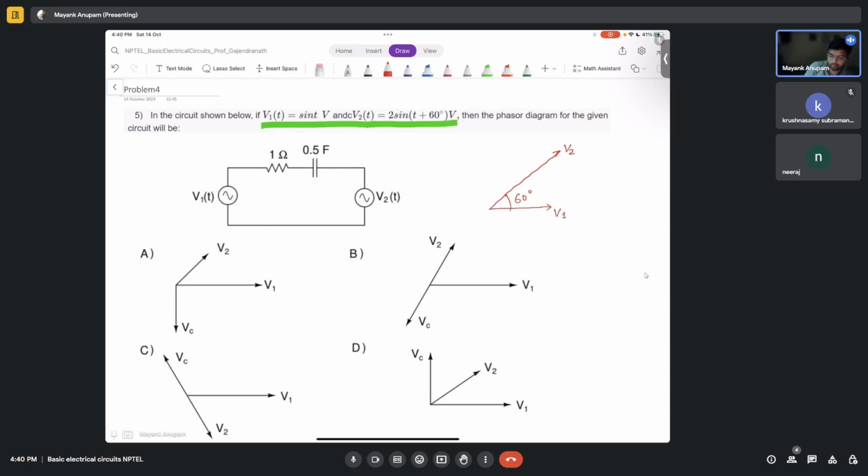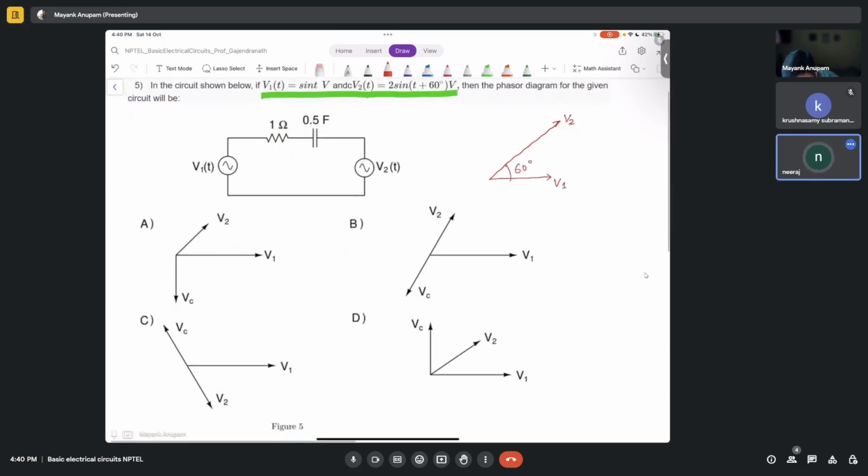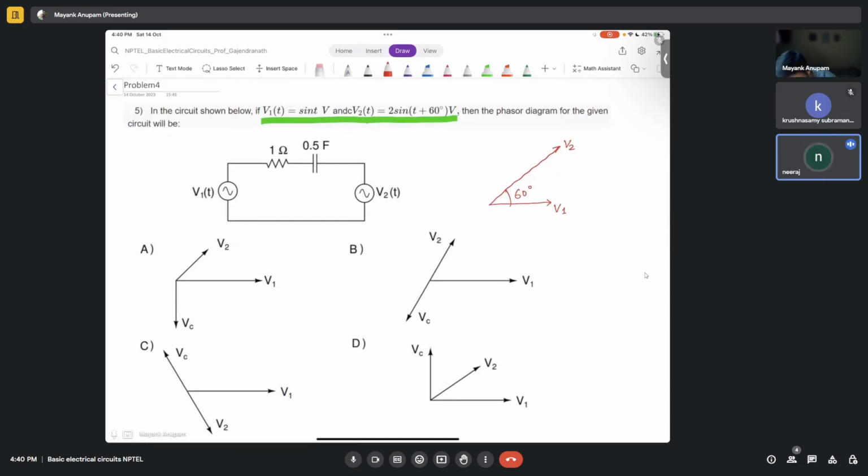Is that it? This would be something like this, okay? And now tell me what will be the voltage across the capacitor. They want us to find the voltage across the capacitor, okay? Student: Sir, first we have to find the net voltage. Yes, applied. Yes, tell me.